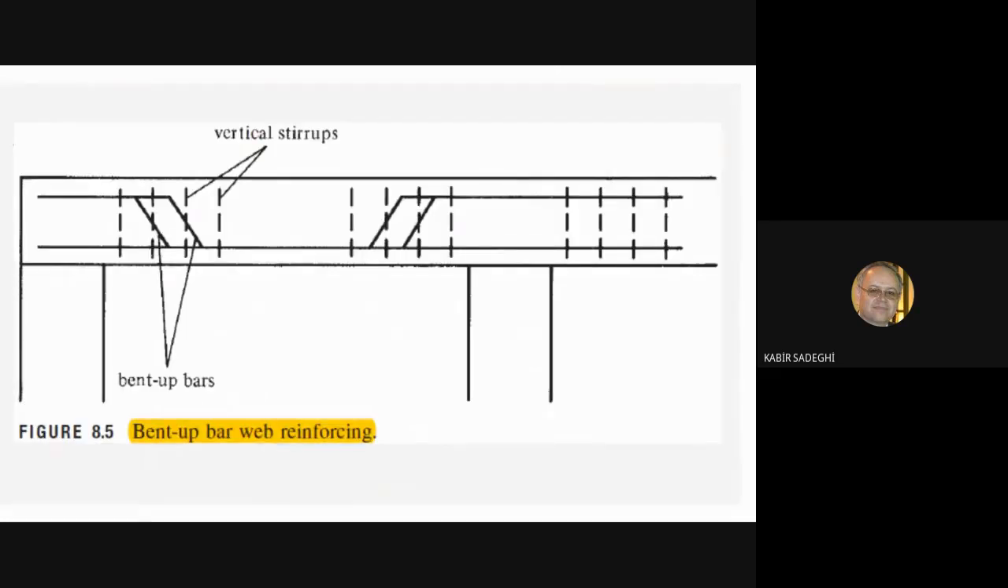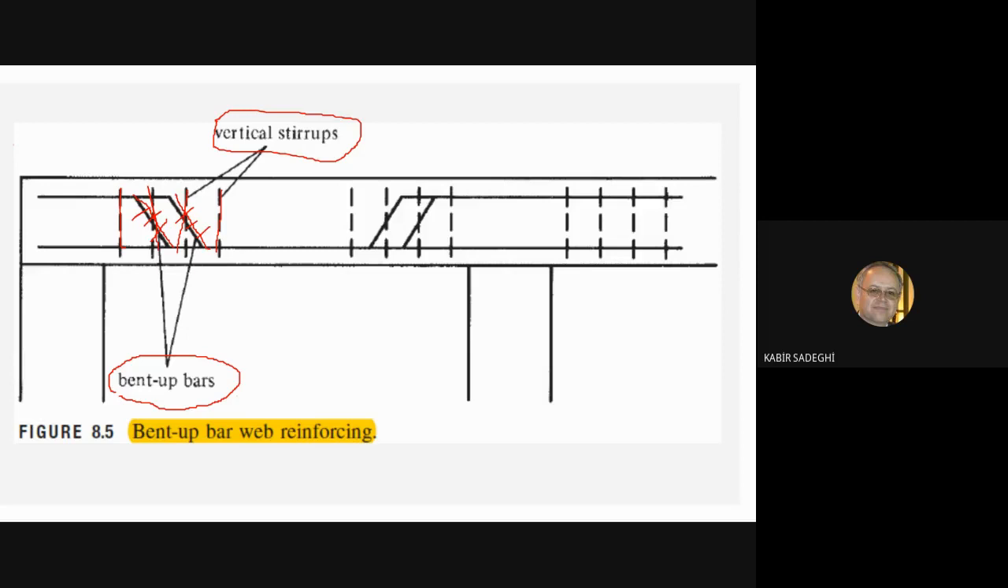In this slide, you see two types of shear reinforcement. One of them is vertical. These are vertical stirrups. That's not bad, we use them. But a better one is bent-up bars, which are inclined. When the bar is inclined, it's perpendicular to the cracks and has an efficiency of 100%. It's very good. But for vertical ones, only the component perpendicular to the direction of the crack works.